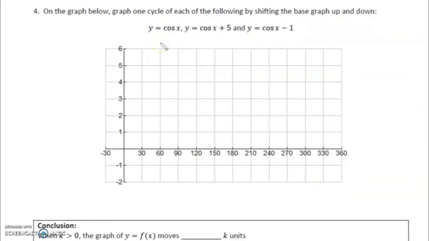Number 4, on the graph below, graph one cycle of each of the following by shifting the base graph up and down. Okay, this time we're going to deal with cos. So cos starts at 1, and then every 90 degrees, we're going to zigzag up and down, okay? So 90, 0, 180, negative 1, 270, 0, 360, 1.